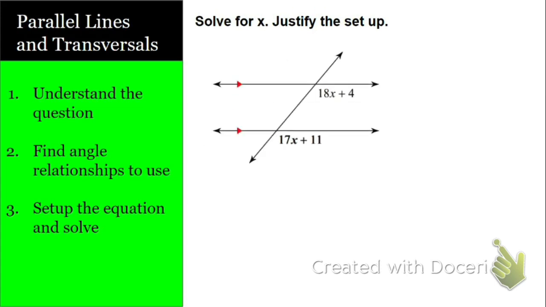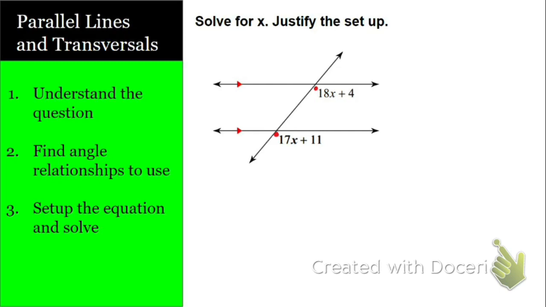In this example, we start our setup, solving for x again. We look at where our angles are. We have one angle outside of my parallel lines, and another angle inside my parallel lines, and they're on the same side of my transversal. That is considered to be corresponding. And corresponding angles are congruent, which means they have to be set equal to each other.